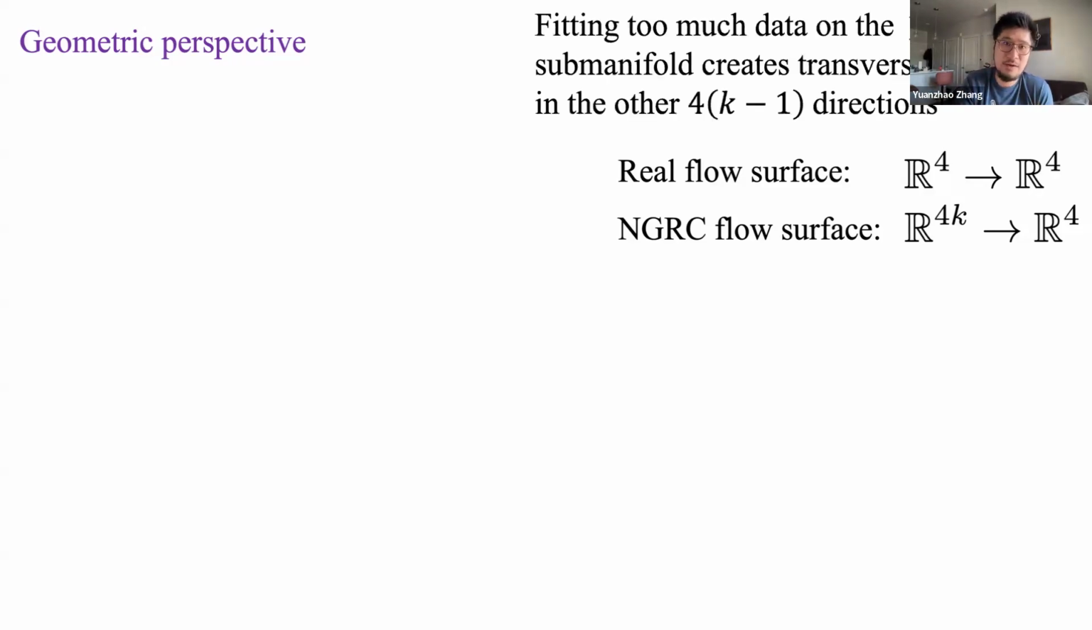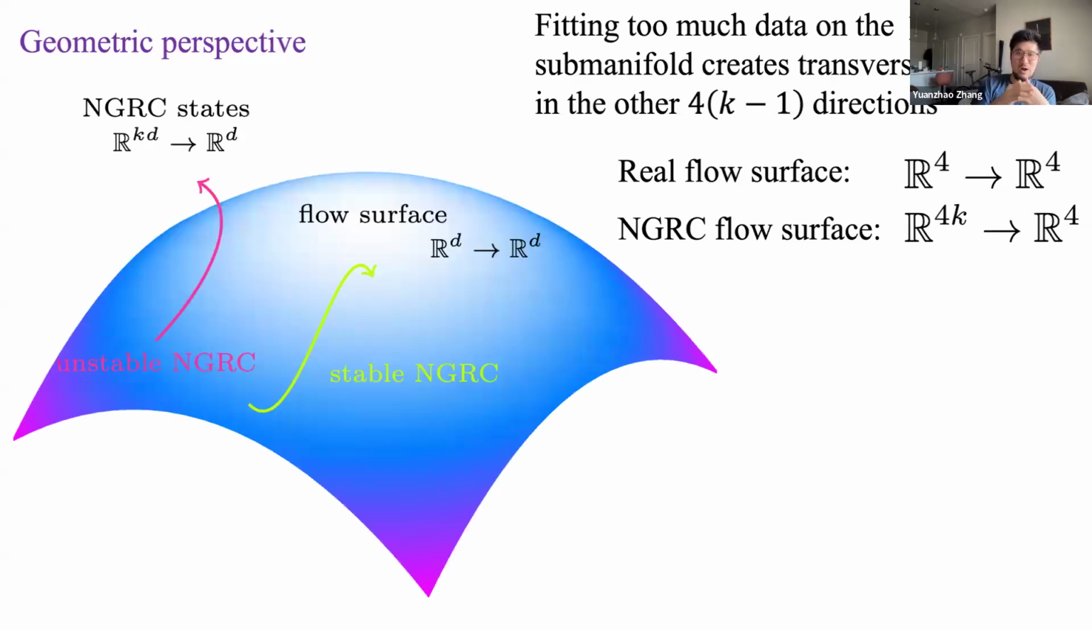in your nonlinear features. And during training, all the data we get is from this lower dimensional submanifold of the original flow surface. And it turns out when you try to fit too much data on this lower dimensional submanifold, it inevitably creates those transverse instabilities in the other directions. So here, just showing it graphically, if it's a stable NGRC, it would remain close to the low dimensional flow surface of the original system as it makes autonomous predictions. Whereas for an unstable NGRC, due to its transverse instability, it will diverge quickly from the flow surface.